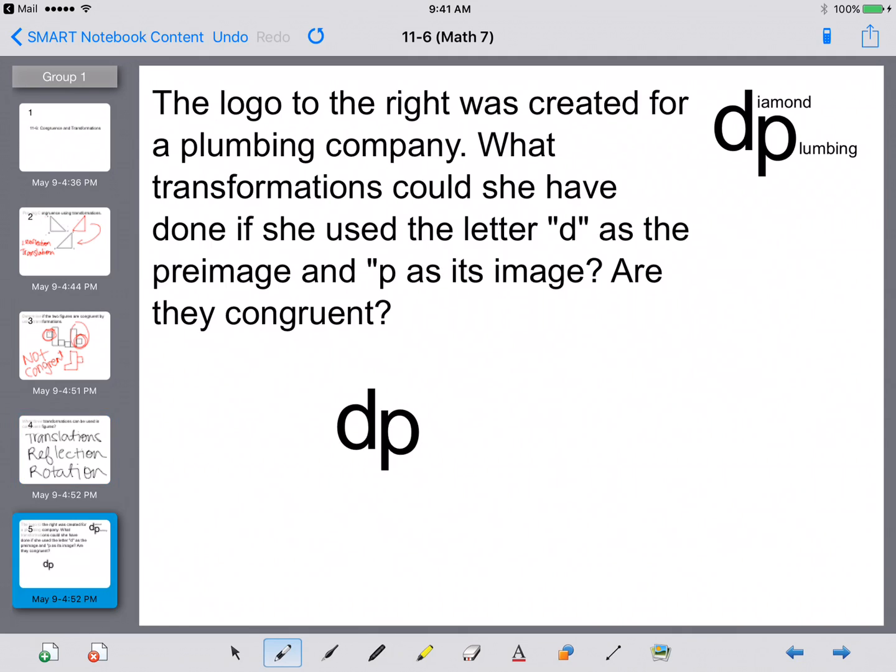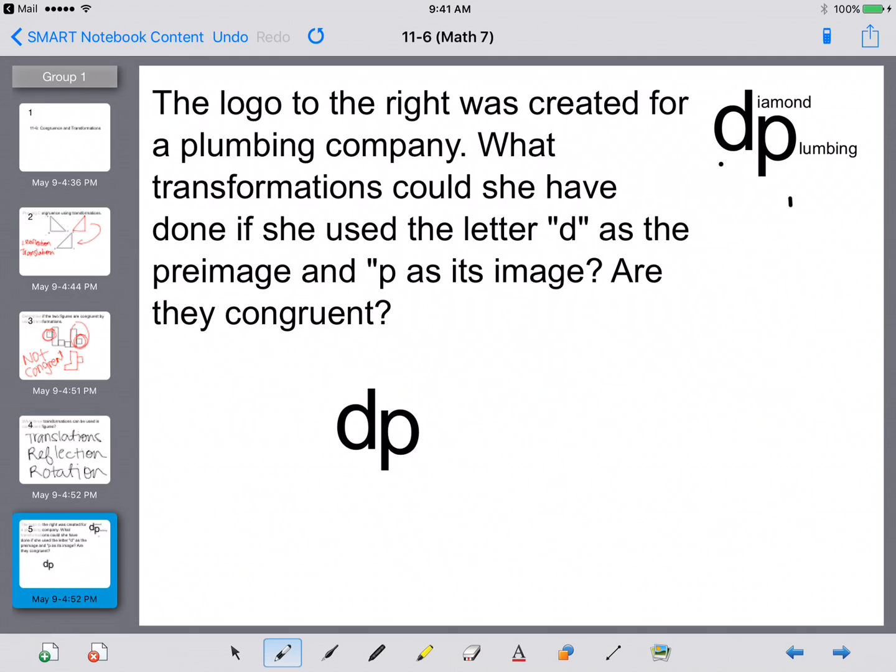So in our final problem here, it says the logo on the right was created for a plumbing company. So we have our Diamond Plumbing. We want to know what transformations the creator could have done if she used the letter D as the preimage and P as its image. And then I want to know if these two things are congruent.